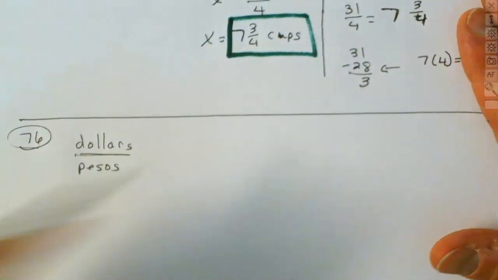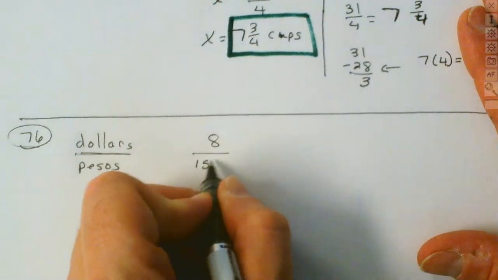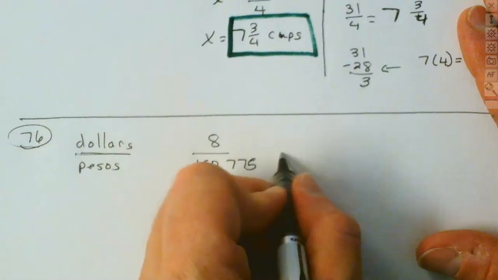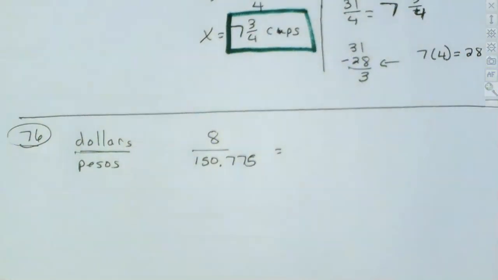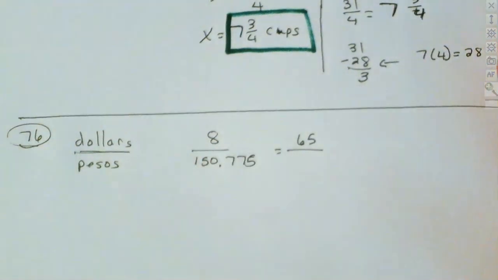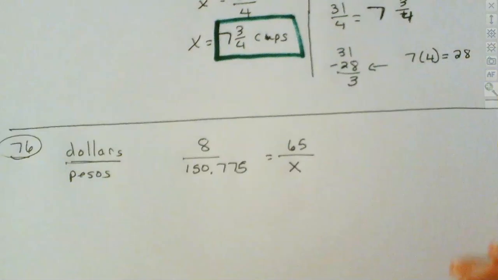So I've got $8, and if I have $8, that converts to 150.775 pesos, right? So $8 gives me almost 151 pesos. Now, I need to convert some more. So now I need to convert $65. So I want to spend $65, and I want to see how many pesos I would get. Well, do I know how many pesos I need here? Nope. So that's going to be my unknown. And now I simply cross multiply.